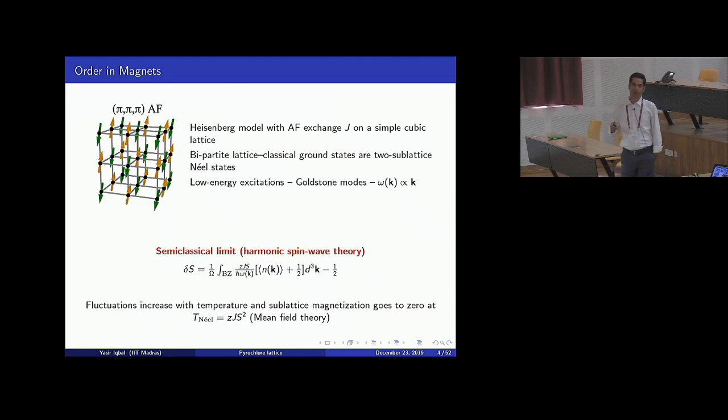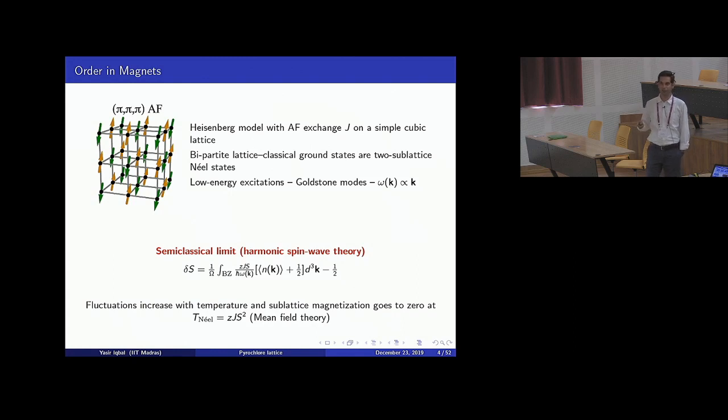Now, this is of course a good picture in the very large spin limit. If you want to take into account the corrections due to quantum mechanics, then harmonic spin wave theory tells you that the correction to the sublattice magnetization S is given by this expression, where Z is the coordination number, J is the antiferromagnetic exchange coupling, S is the sublattice magnetization, and n(k) is the factor which takes into account the number of thermally excited spin waves. When integrated over the entire Brillouin zone, you see that the fluctuations increase with temperature, and the sublattice magnetization must go to zero at some particular temperature, which is the Néel temperature.